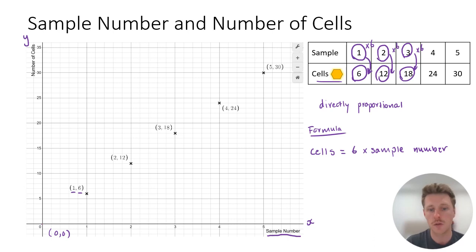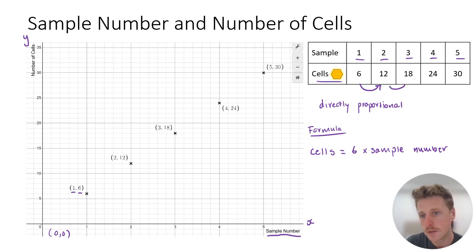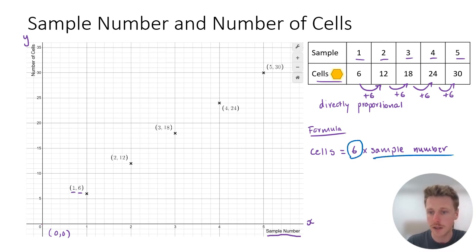Okay, and there's a few ways we can see that. One of the key ways is as follows. You'll notice that as our sample number goes up by 1, our cell number goes up by 6. So we're just adding 6. Now you might be thinking to yourself, right, well, we're adding 6 each time. How come this is 6 multiplied by the sample number? Well, one way I like to think about it is that multiplication is just repeated addition. So we're continually adding 6, or a shorthand way of saying that is we take 6, multiply by the sample number. And you can clearly see that that works out.